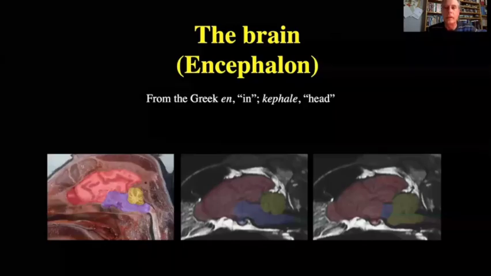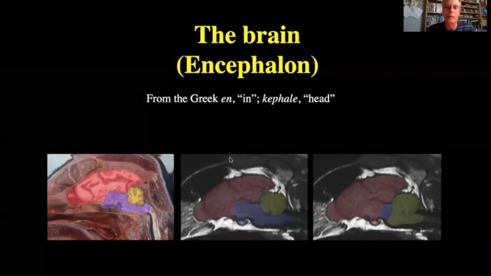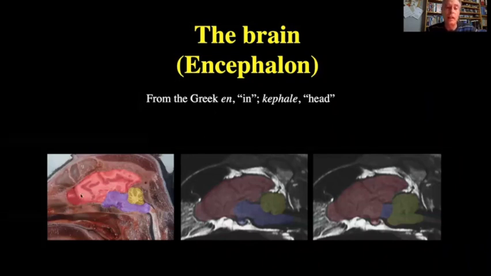Hi, today we are going to talk about the brain, also known as the encephalon. The word encephalon comes from the Greek meaning inside the head. So all the structures that are inside the cranial cavity. The image on the left is a sagittal section of a dog's head.